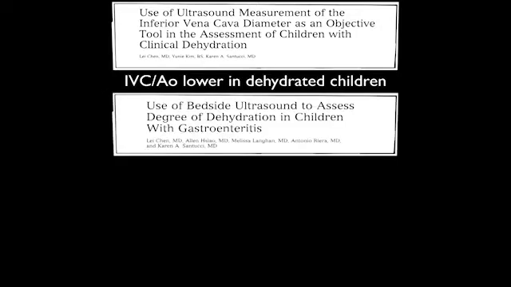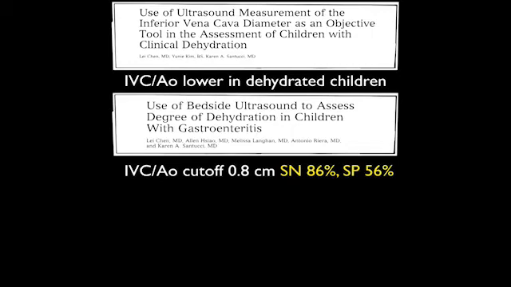So what they found was that the IVC aorta ratio was lower in dehydrated children. So they tried to validate that. So they studied and they looked at a cutoff. They used a cutoff of 0.8 centimeters for this ratio. Sensitivity was pretty good, at 86%. But look at this specificity, 56%. You'd be better off flipping a coin.